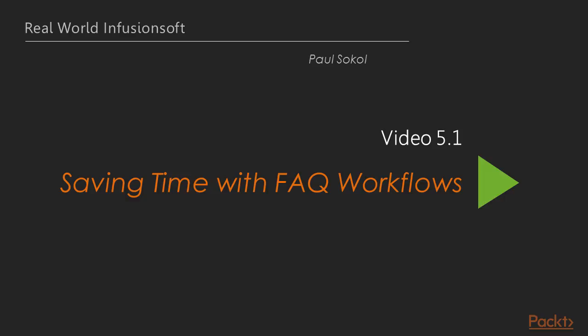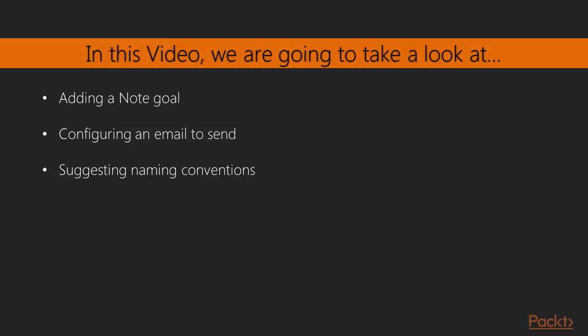In this video, we're going to be leveraging the power of a note template to automatically trigger a pre-authored email answering a common question. So specifically, we're going to look at adding a note goal, configuring an email to send, and then at the very end, I'm going to suggest some naming conventions, because keeping these organized is key for operational efficiency.